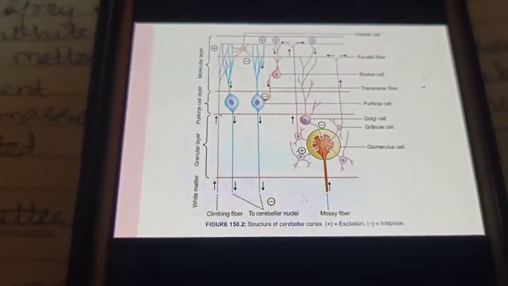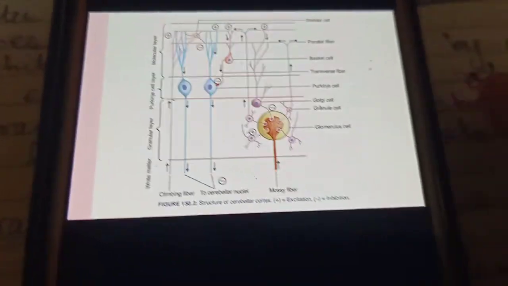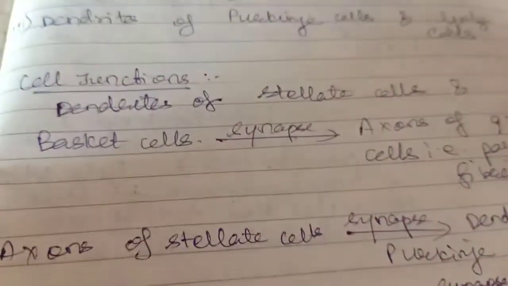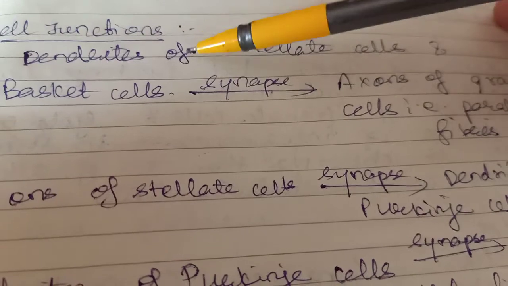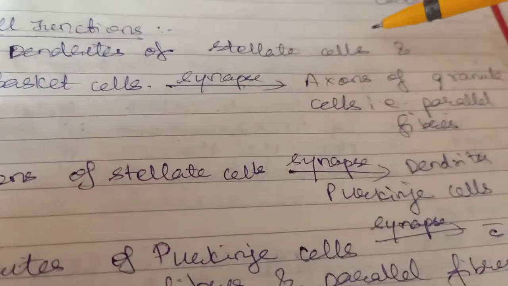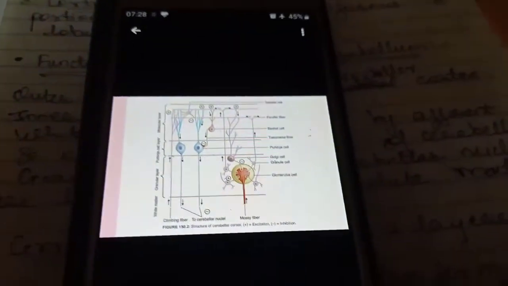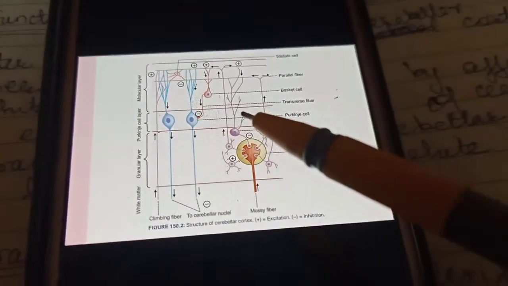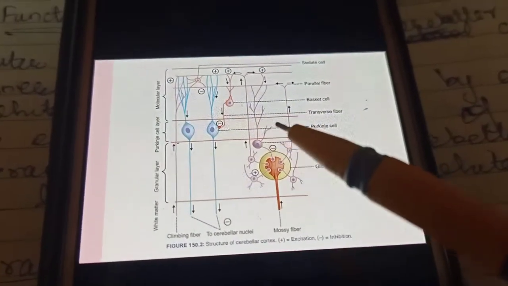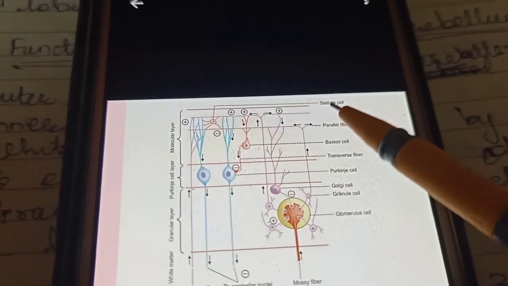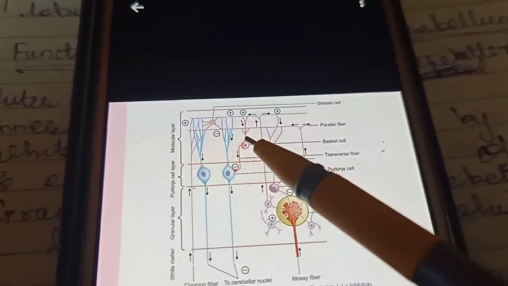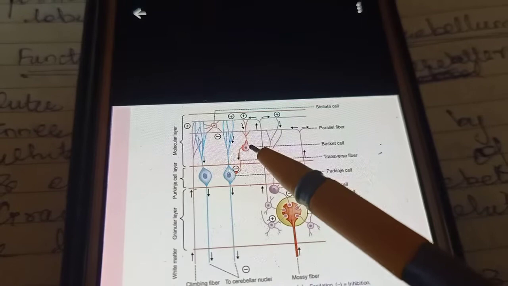Now we will see the cell junctions. What are the cell junctions? The dendrites of the stellate cells and the basket cells synapse with the axons of the granule cells, that is the parallel fibers. So this is the stellate cell and this is the basket cell.